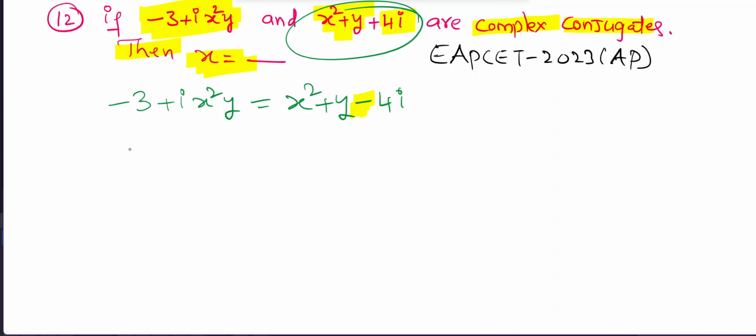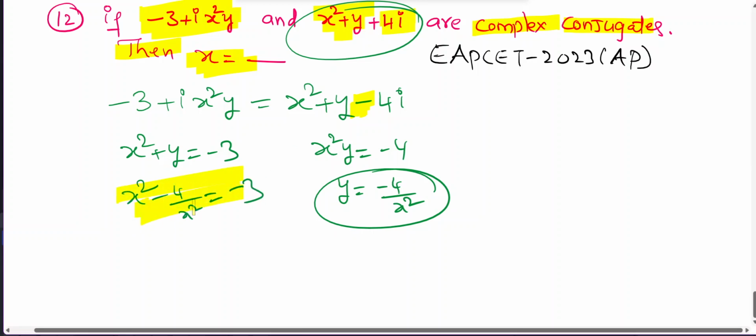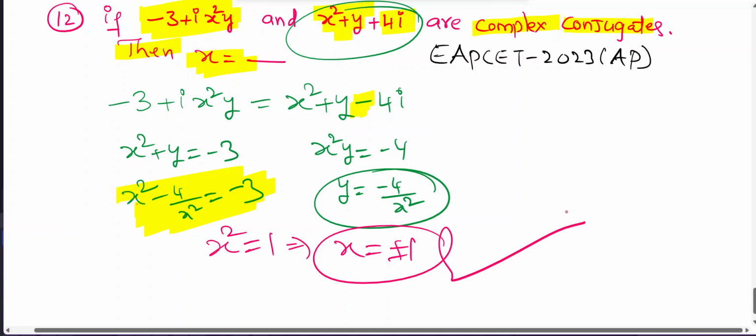Now equating real parts, that is x square plus y is equal to minus 3. And equating imaginary parts, x square y is equal to minus 4. From this y is equal to minus 4 by x square. Substituting y value in this equation, x square plus y, that is x square minus 4 by x square is equal to minus 3. So for suppose substituting x is equal to 1, 1 minus 4 by 1 is equal to minus 3. Equation is satisfied. That is x square value is 1. From this x is equal to plus or minus 1. This is the required answer.